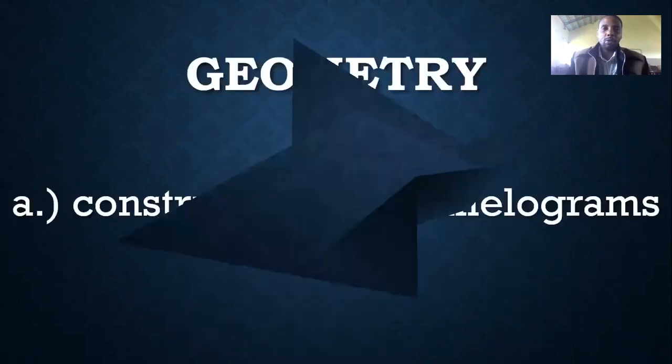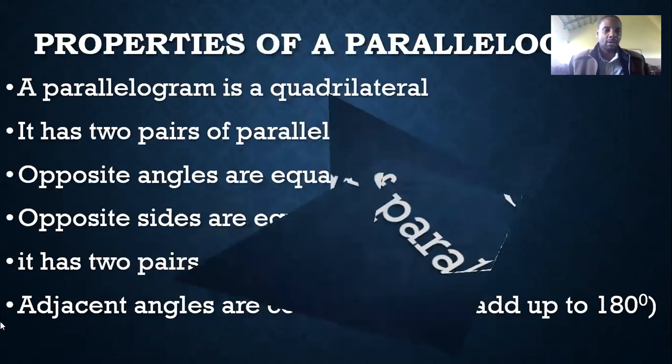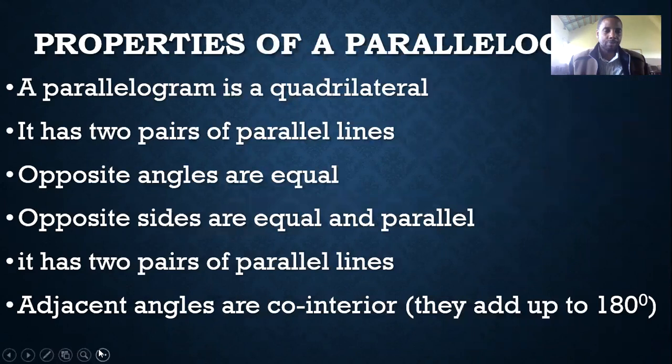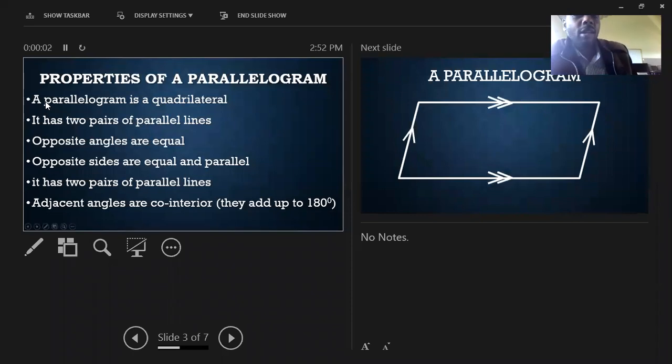Today, I want to take you through construction of parallelograms. Before we construct parallelograms, we need to understand better what parallelograms are. So I'll take you through some properties of parallelograms. And the first property: a parallelogram is a quadrilateral, meaning it's a four-sided figure. So just like a square, a rectangle, a rhombus, and a trapezium, a parallelogram is a four-sided figure. That's why we call it a quadrilateral.